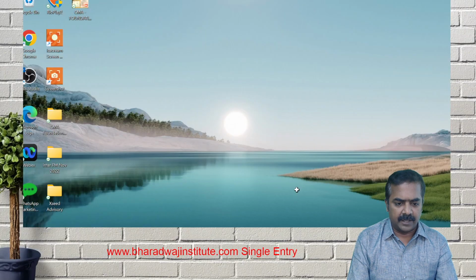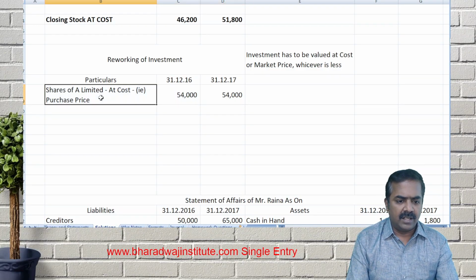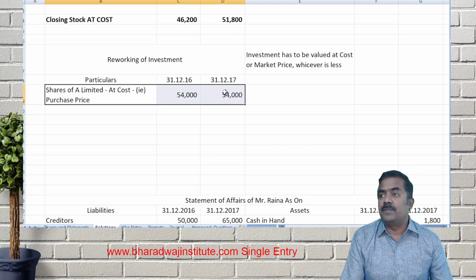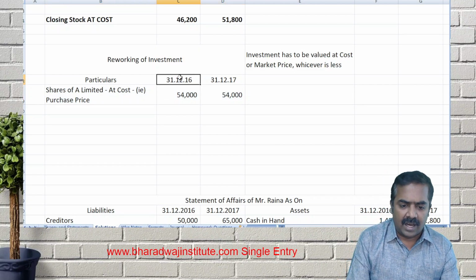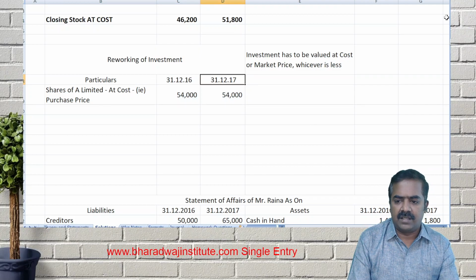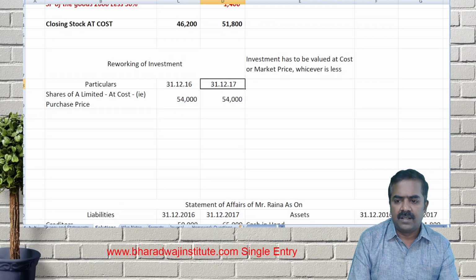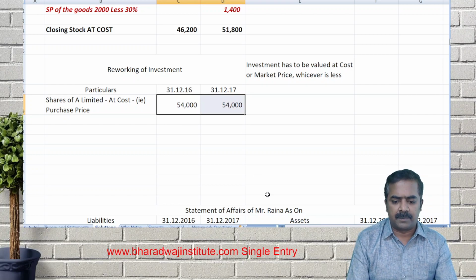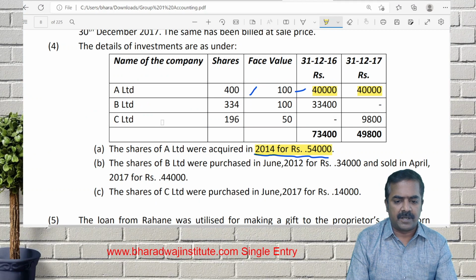Listen to it, then you can take it up. So, investment A Limited, it will be valued at what price? Cost price. Why? Because market value is not available, at the beginning of the year as well as at the end of the year. What is the cost of the investment? 54,000. Market price is not available to us. Next, see, B Limited, at the beginning of the year, what is the face value?